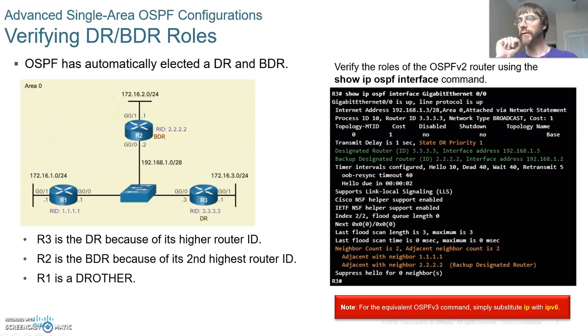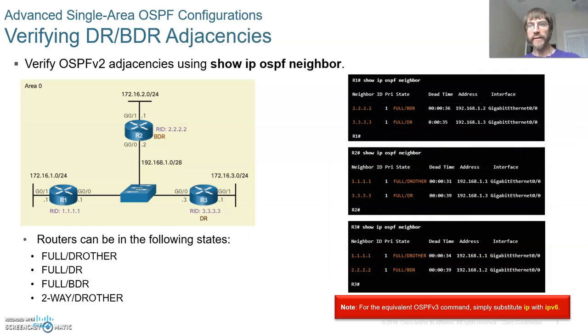So there's that. We can also look at these adjacencies with show ip ospf neighbor, like this. Your routers will be in one of the following states: full DR if it is fully converged and the designated router. Full BDR if it is fully converged and it's the backup designated router. Full DR other if it is fully converged and neither the backup nor the designated router. And then two-way DR other, which is also valid.